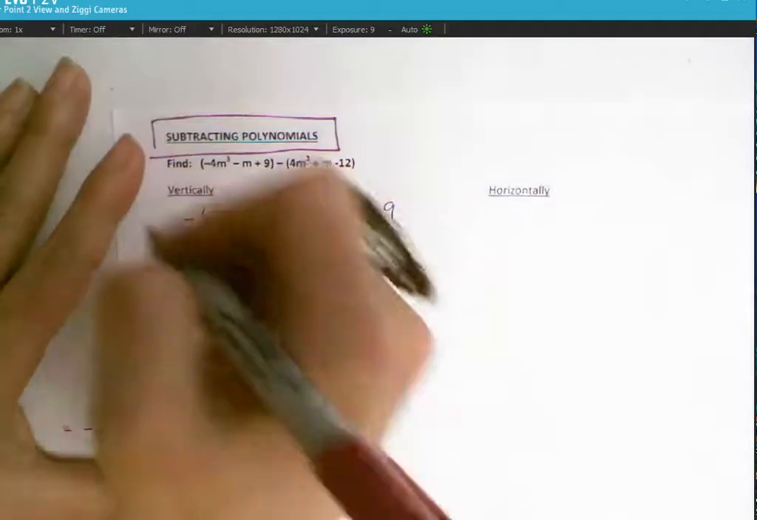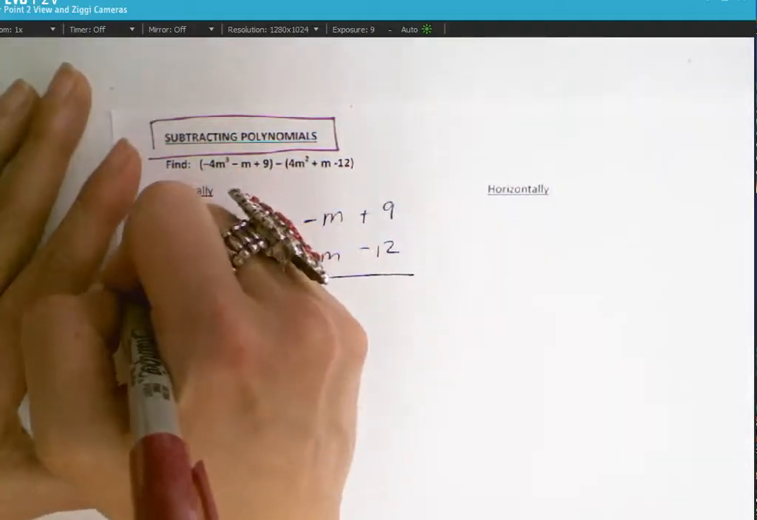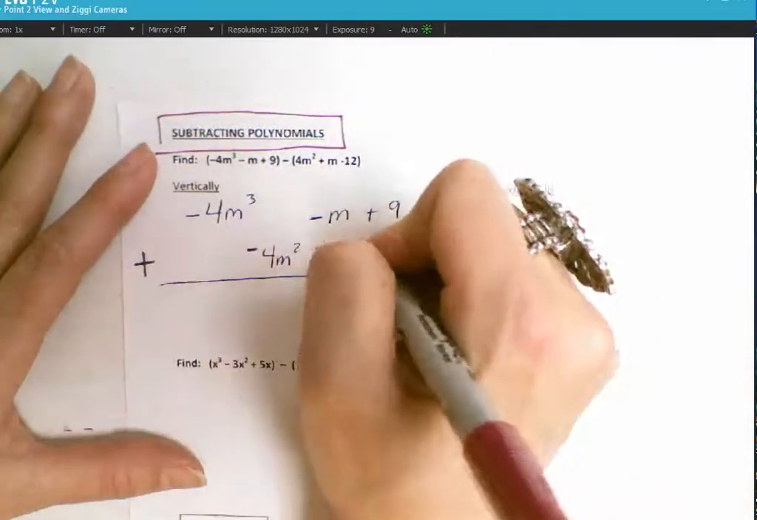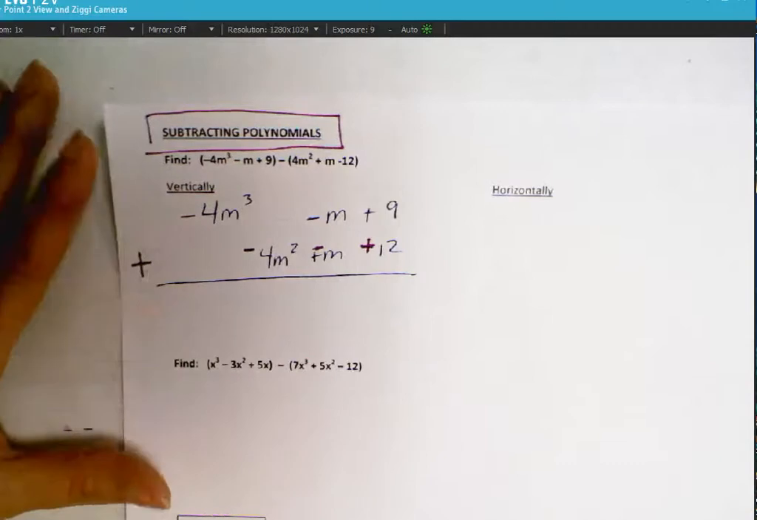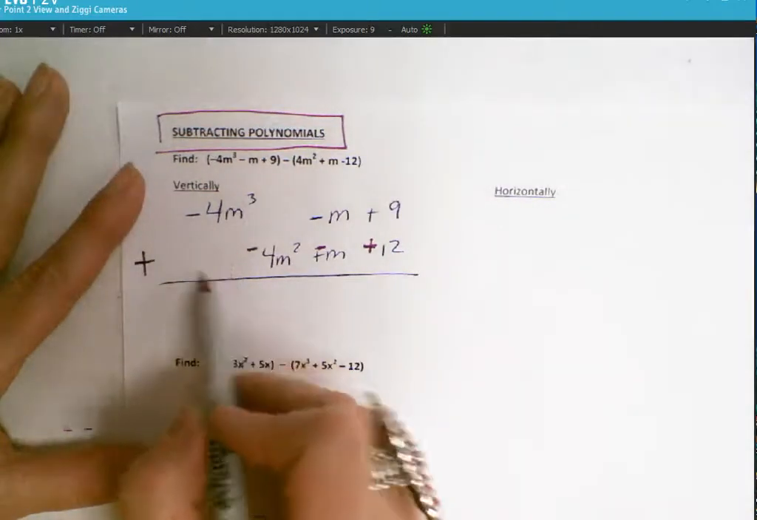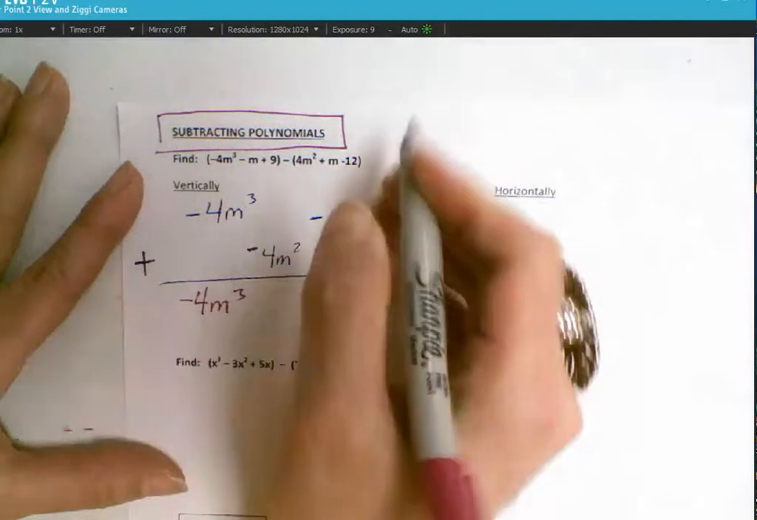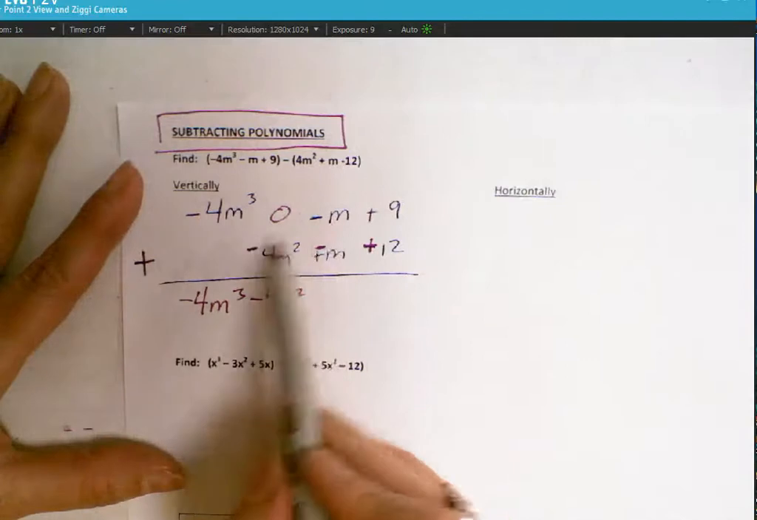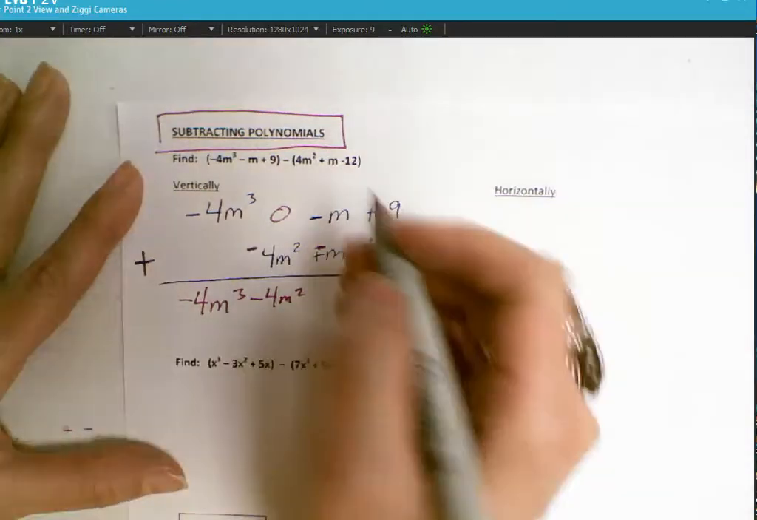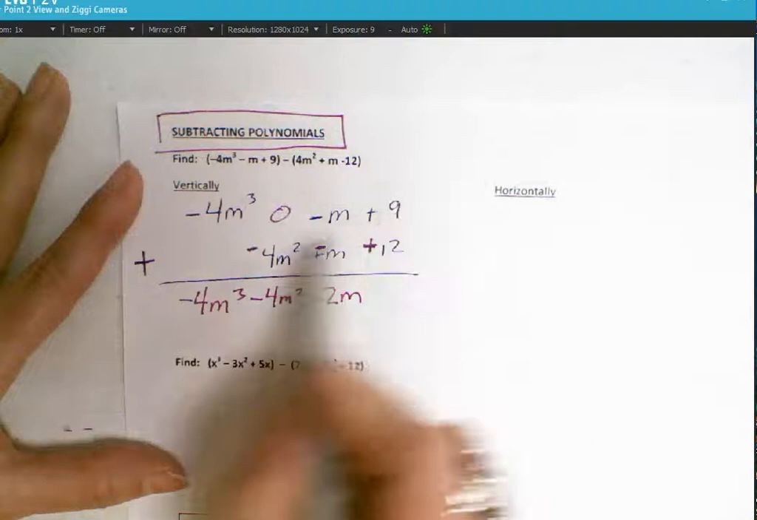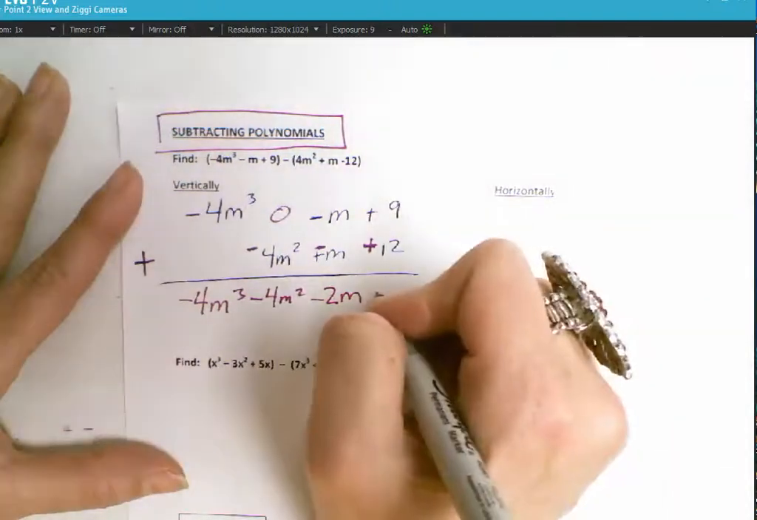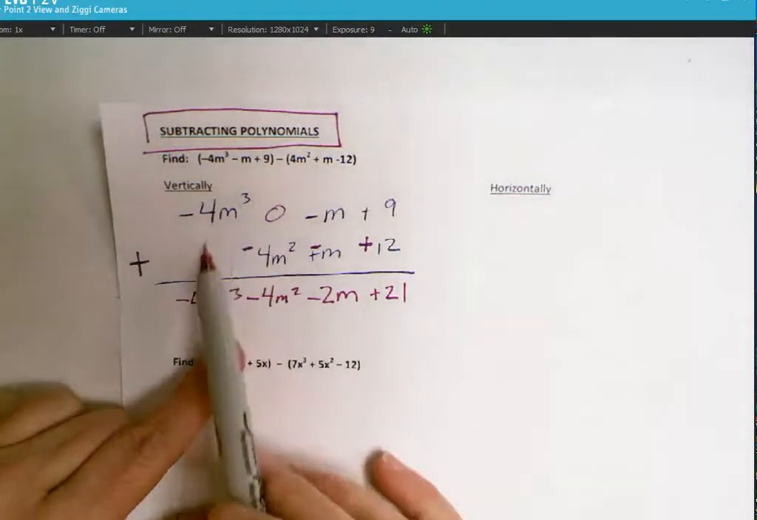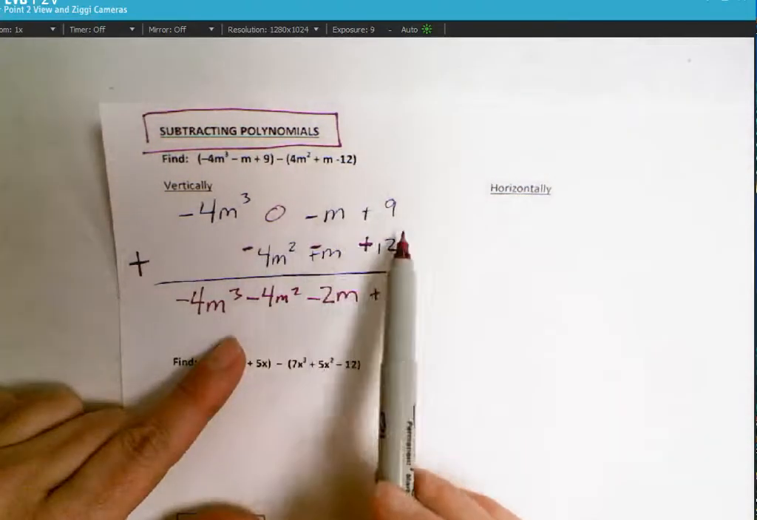And then I say, well, wait a minute, I'm subtracting everything, so I'm going to change it to a plus, the opposite sign of what it was right now. And then I go back to adding. Negative 4m to the third, I don't have anything else here, so that carries down. That's just a 0 plus a negative 4, so that's negative 4m squared. Negative 1 plus a negative 1 is a negative 2m. 9 plus a positive 12 now is, what is that, 21? Is 21. Vertical will always work as long as you remember to leave some spaces where you're missing any variable terms.